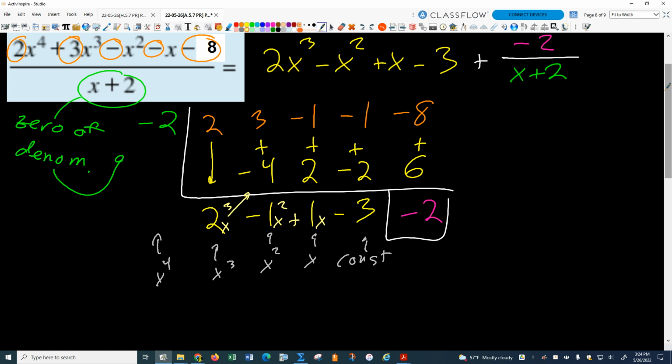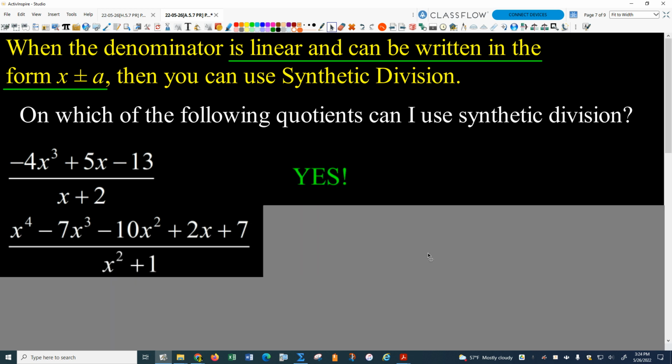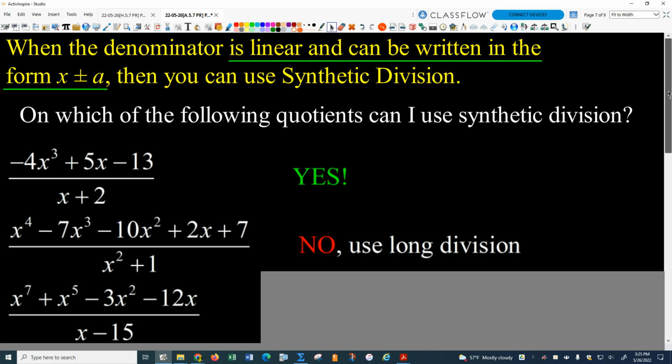So in 30 seconds, you can do what took us 10 minutes. Easy. But remember, this only works when the bottom of the fraction is x plus a number or x minus a number. So you tell me, thumbs up or thumbs down. Does it work there? Yes, it does. Does it work there? No, it does not. You've got to use long division there.